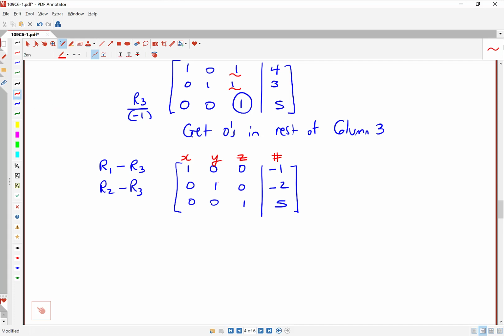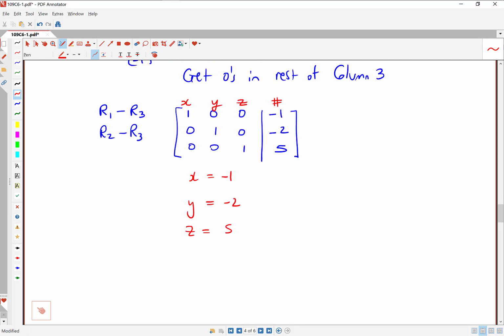So if we just read off what the different rows are saying, first row is saying 1 times x. In other words, x is equal to negative 1. Second row is telling us the value of y. Really, it's saying 0x plus 1 times y plus 0z. But if you simplify that, that's really just saying y equals negative 2. And in a similar way, bottom row is saying z equals 5.